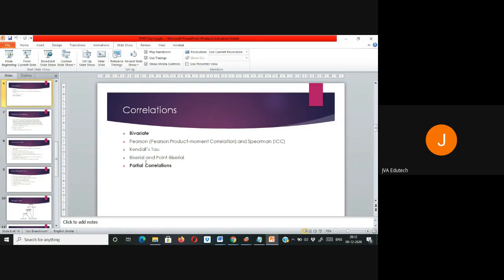Suppose you have two variables and there is also a third variable which is affecting the relationship between these two variables, and you want to control that variable and check the correlation. Then this will be called partial correlation. However, we'll focus only today on the Pearson product moment correlation. Let me give you an example.